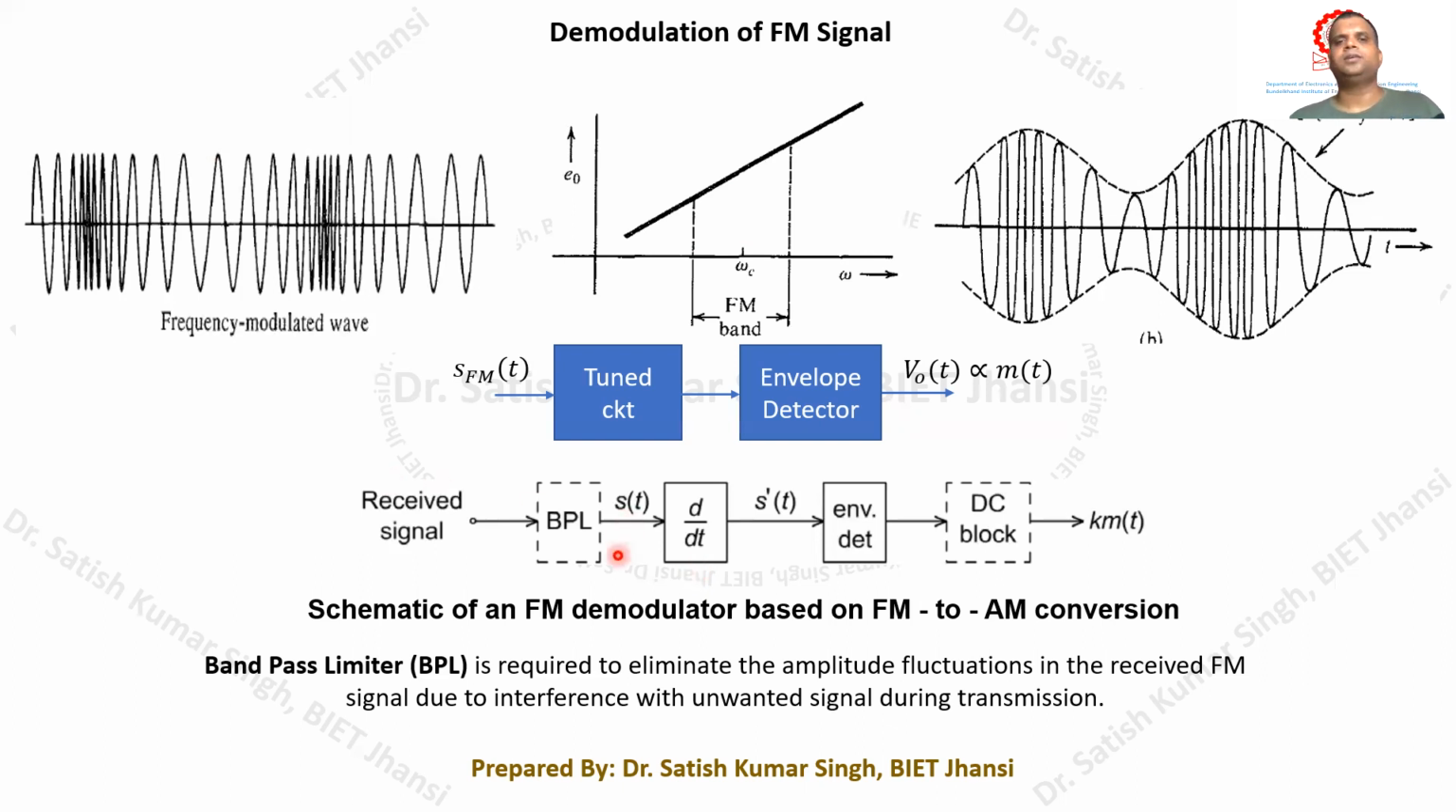Now that signal can be passed through a differentiator, and then this differentiator output can be passed through the envelope detector. Then suitable DC blocking capacitors or DC blocking circuits can be used, and the final output we are going to get is proportional to the message signal. Here we can either have a differentiator circuit, or we can also write this as a tuned circuit. You will find that the differentiator circuit has the same frequency characteristics. So this is our basic block diagram.